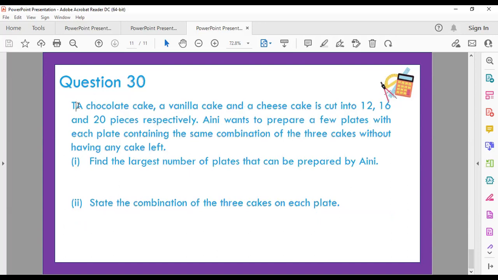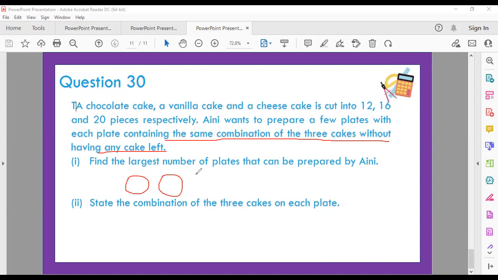Okay, this one, a correction: a chocolate cake, a vanilla cake, and a cheesecake are cut into 12, 16, and 20 pieces. Just imagine your mother made 3 cakes, and she cut them into 12, 16, and 20 pieces. Now, she wants to prepare a few plates, with every plate containing the same combination of the 3 cakes without having any cake left. So she wants to put all these cakes into a certain number of plates.